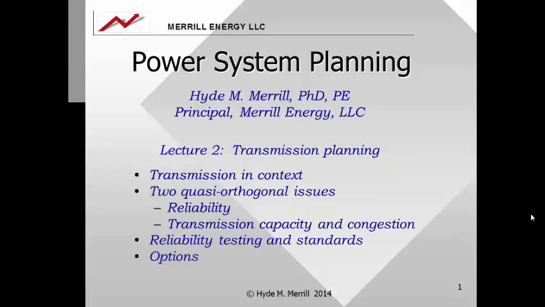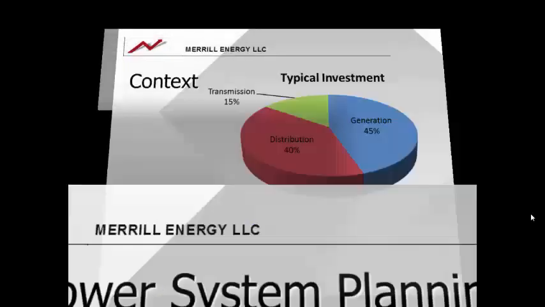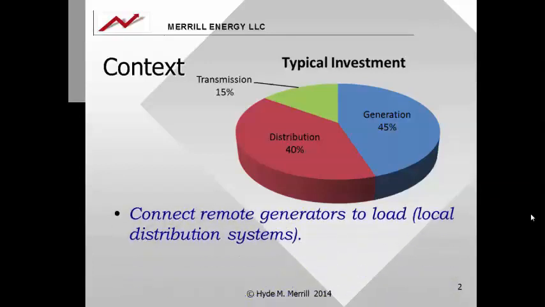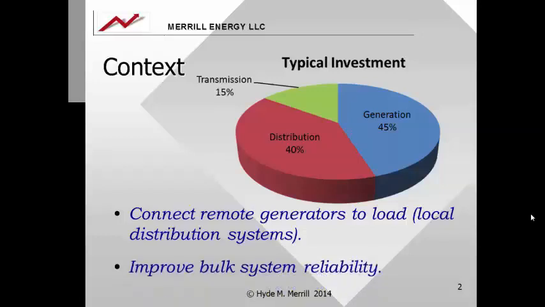I'd like to begin by putting transmission in the context of the total power system. The investment in transmission is quite small compared to the investment in generation and distribution. The 2 principal purposes of transmission are to connect remote generators to the load, that is to local distribution systems, and to improve the reliability of the bulk power system. Let's look at the effects of transmission.